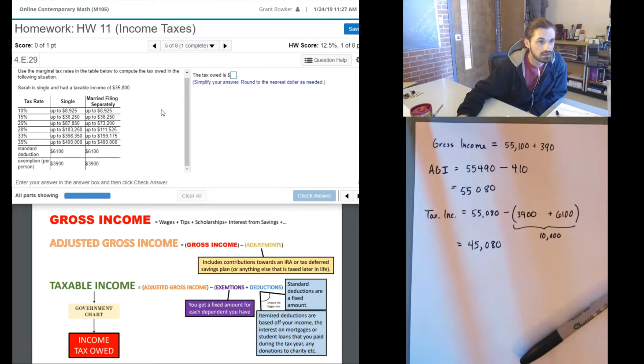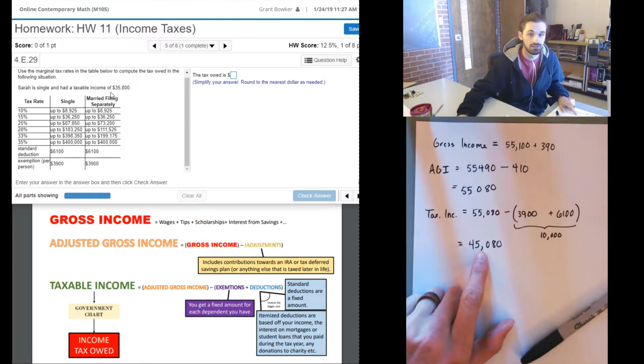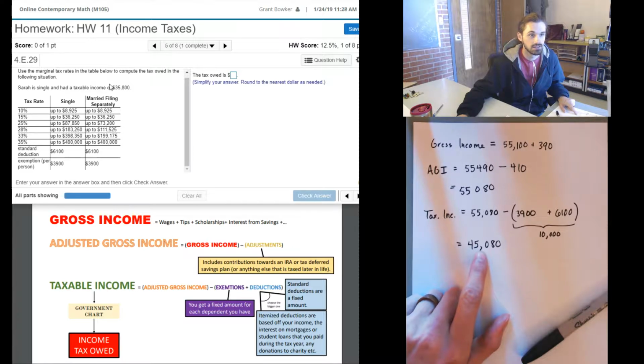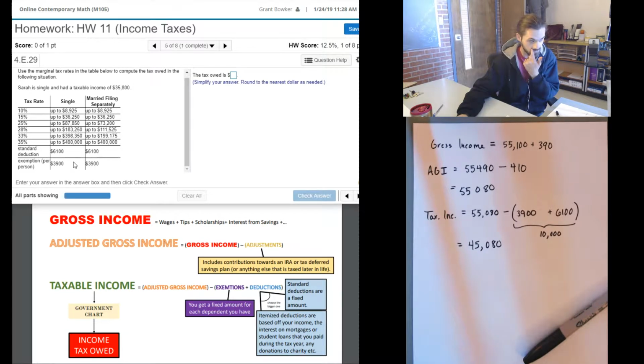All right, so Sarah is single and had a taxable income of $35,800. So the tax owed is, okay, so recognize this is her taxable income. So this is essentially where we left off in the last example. So we need to take this taxable income and run it through this government chart to figure out how much money we have to give up.